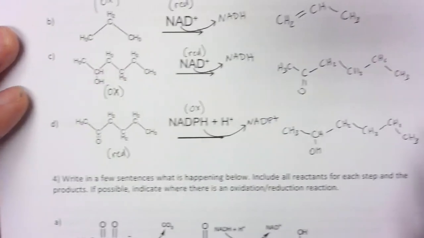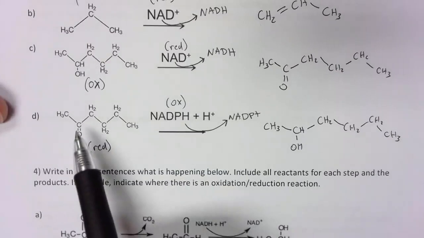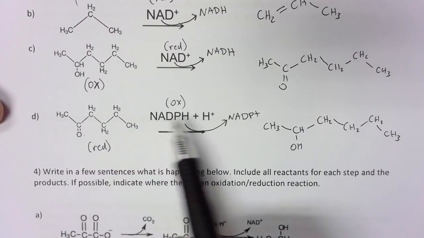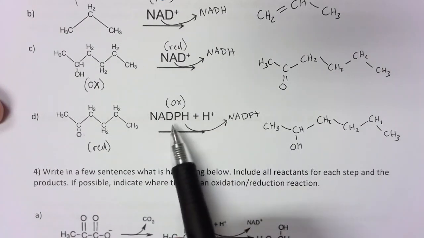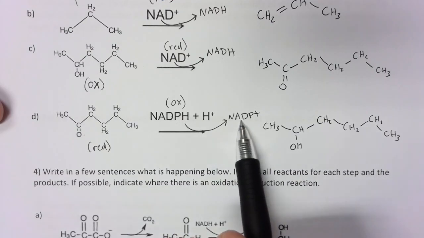And the remainder of the molecule there. So the ketone gets reduced to an alcohol, NADPH gets oxidized to NADP plus.